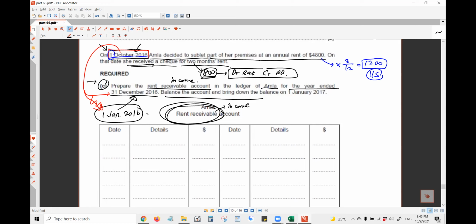Now let's put in our answers. Begin with 800. Debit bank, credit rent receipt. Credit rent receipt means go to the rent receivable account, credit side, and put the figure there first. Then you write the detail, which is the name of the other account. Then you write the date. What date? It says on that date, the first day of renting out, so just copy that date. Done with the amount actually received.